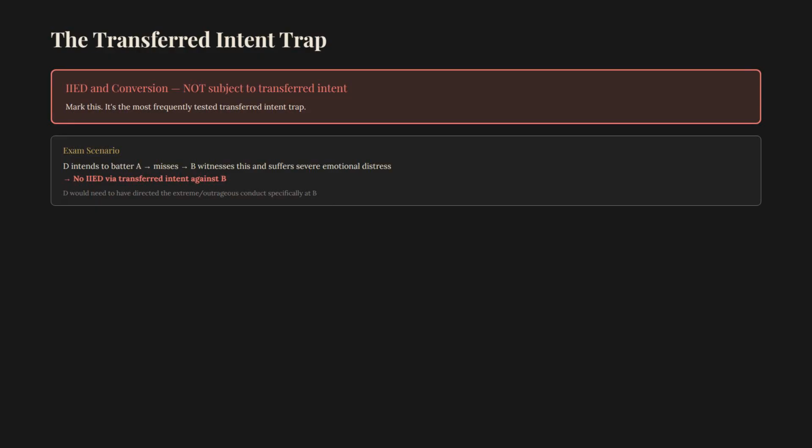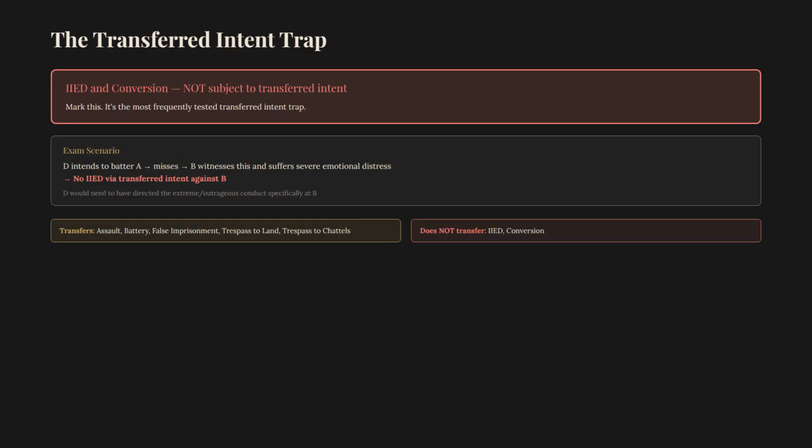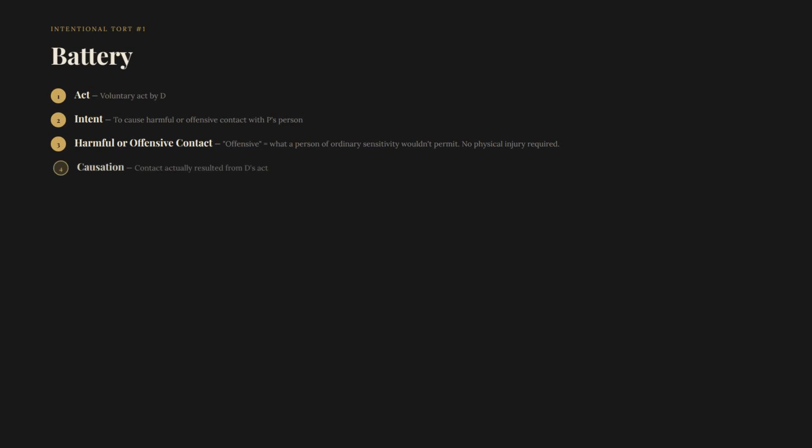If D intends to batter A, misses, and causes B severe emotional distress, there is no transferred intent to IIED. Battery. D acts with intent to cause harmful or offensive contact with P's person, and that contact results. Offensive means contact a person of ordinary sensitivity wouldn't permit, and physical injury isn't required.